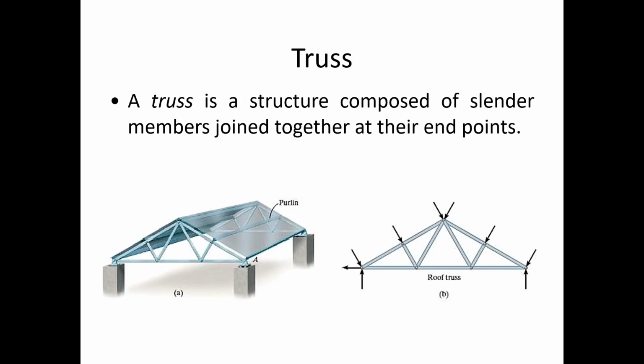A truss is a structure composed of slender members joined together at their end points. This is one good example of a roof truss. You're going to create a truss first, right? And of course, it's not just one or two, but a multiple number of trusses. In the inner part as well, you can create different triangles or trusses before you put your load or the cover on the roof, depending on what structure you're going to put above the truss.